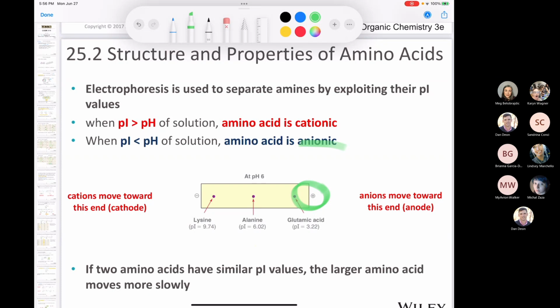So again, we're just exploiting the isoelectric point of an amino acid. Let me just draw glutamic acid very quickly for you. So if we take a look at glutamic acid, glutamic acid is this amino acid here.